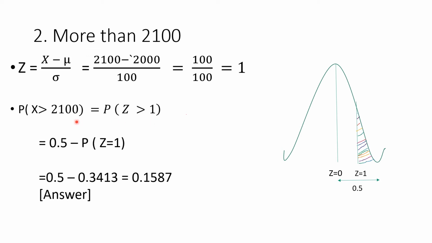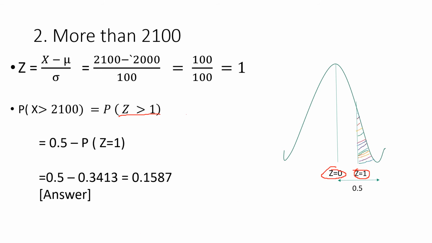Why do you write it? Because when you put the value of 2100 in this equation, you are getting Z is equal to 1. So because you have to calculate the probability of x greater than 2100, you will write probability of Z greater than 1. Now coming over to this graph, this area is showing Z is equal to 0. Draw a straight line here which will be showing Z is equal to 1. Now since you have to calculate the probability of Z greater than 1, the shaded part, you have to calculate the probability of this shaded part.